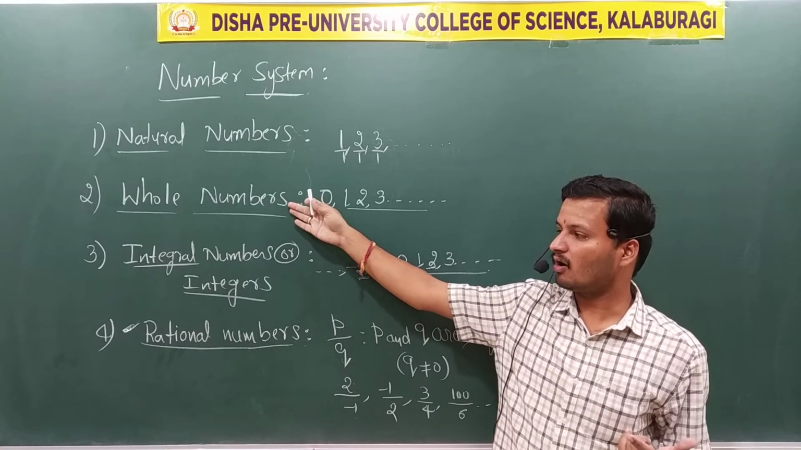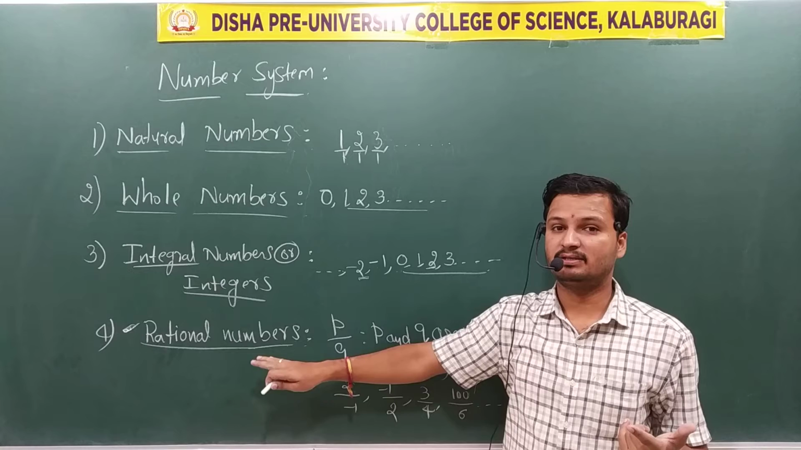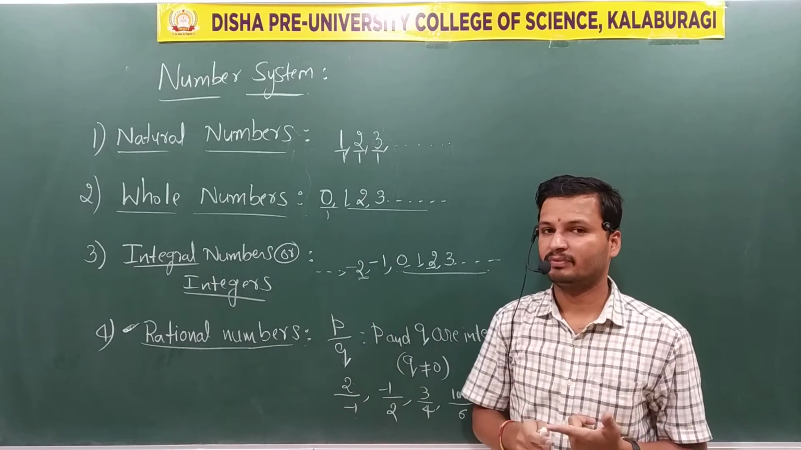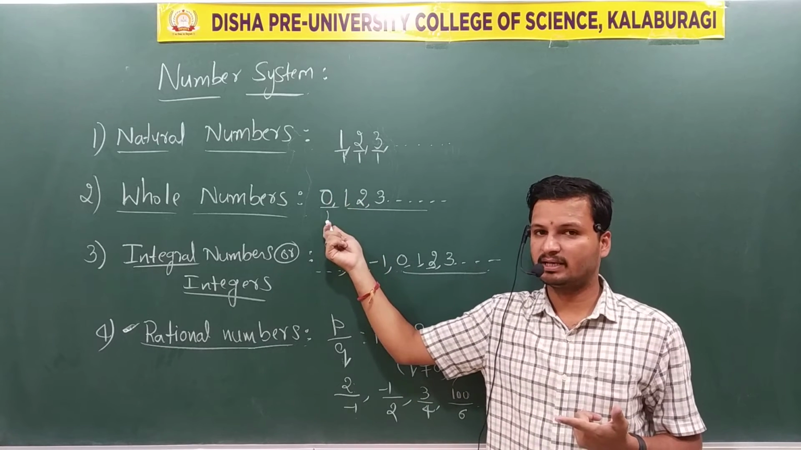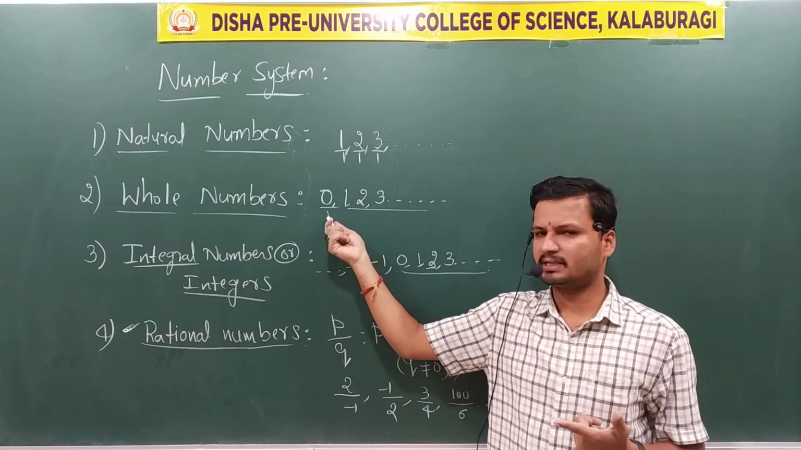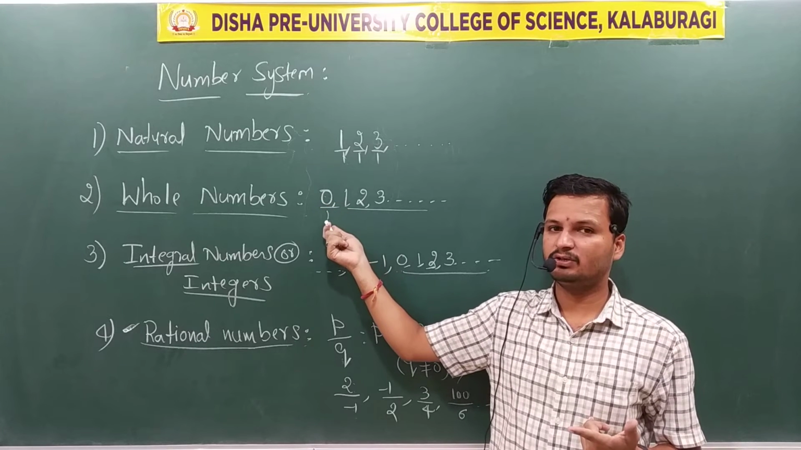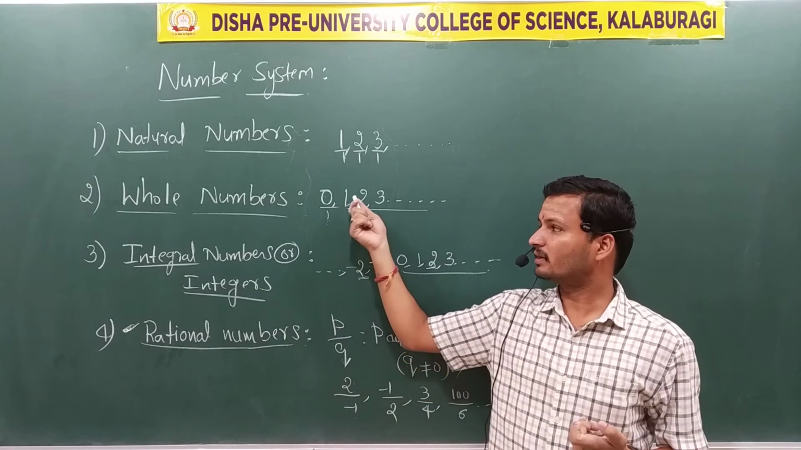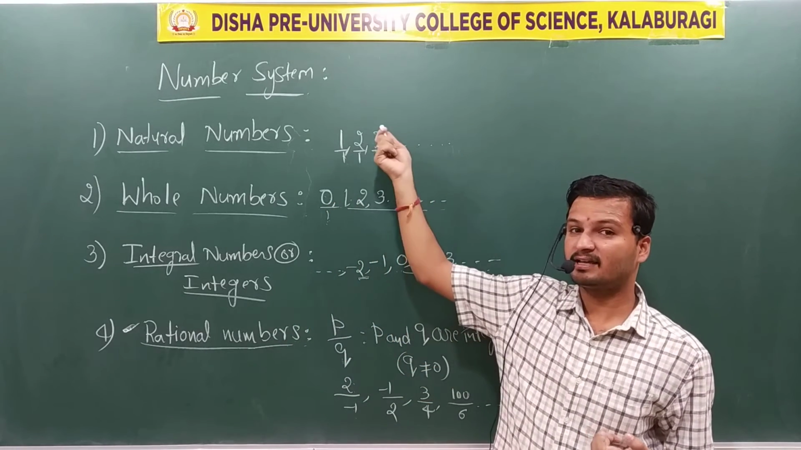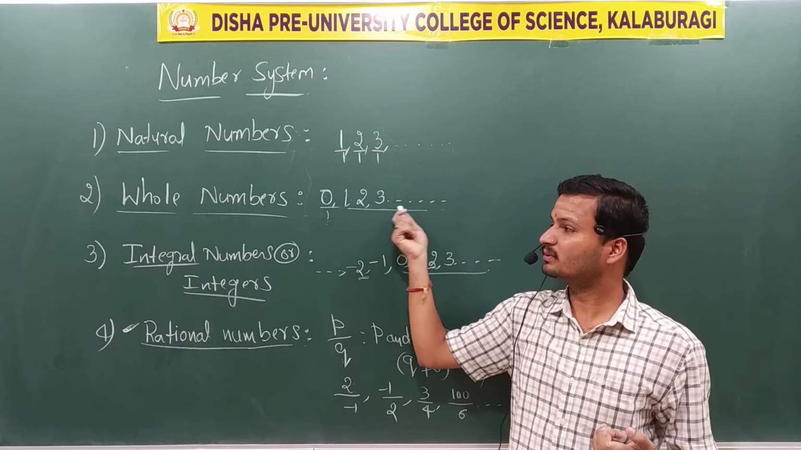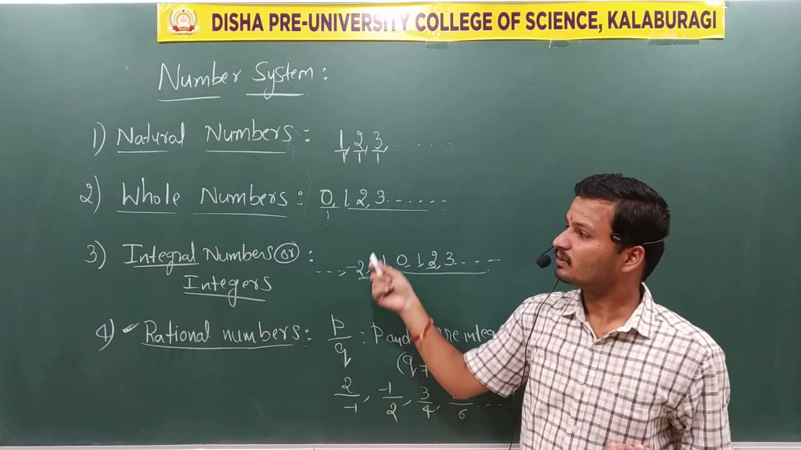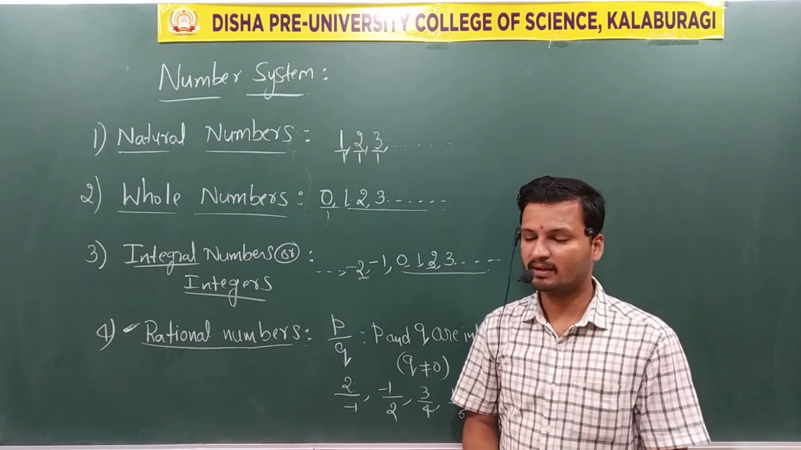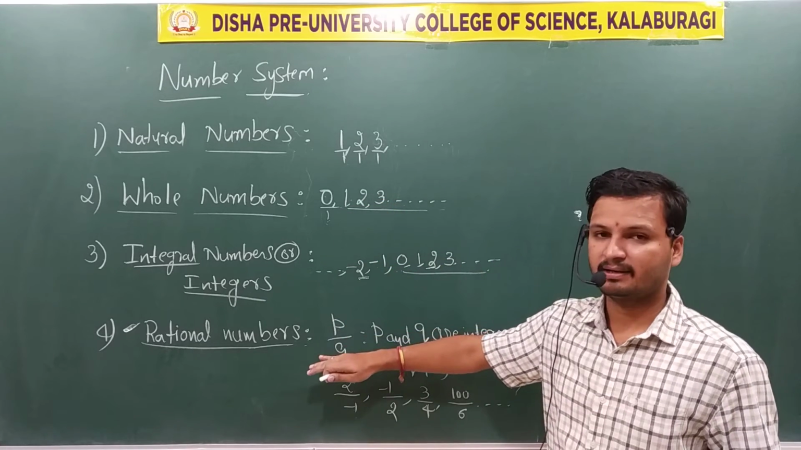Next, whether all whole numbers are rational numbers? Yes, obviously. Because see, I will write this 0 divided by 1. So 0 by 1, P by Q form is there. Okay? 0 by 1 is again 0. So this is P divided by Q form, so that here 0 is a rational number. Again 1, 2, 3 are natural numbers, and already we know these are rational numbers. So all whole numbers are rational numbers.